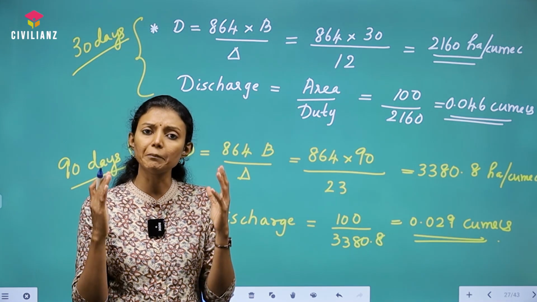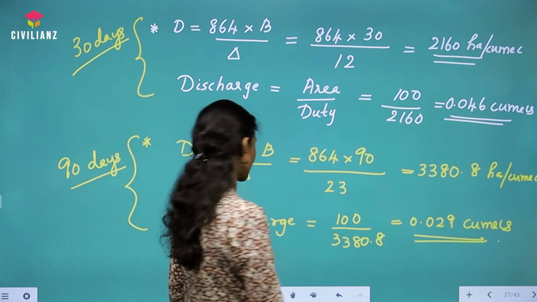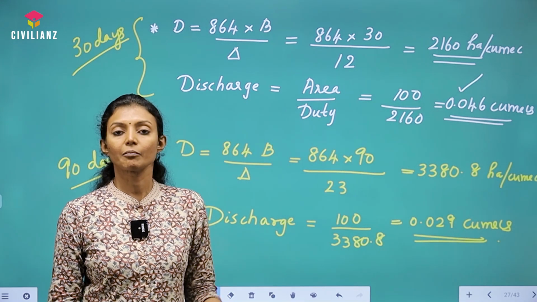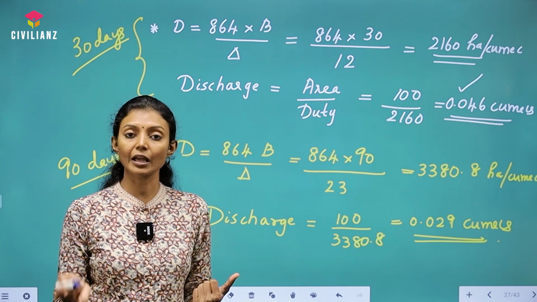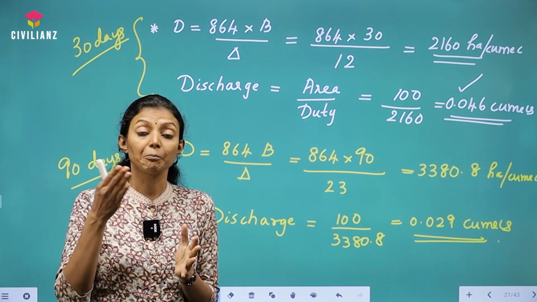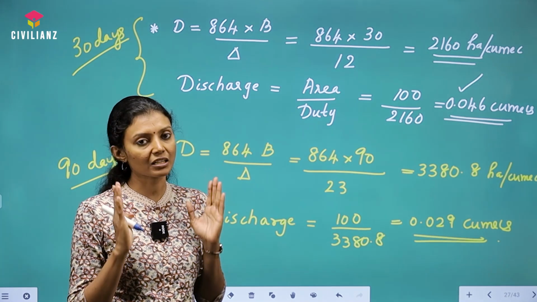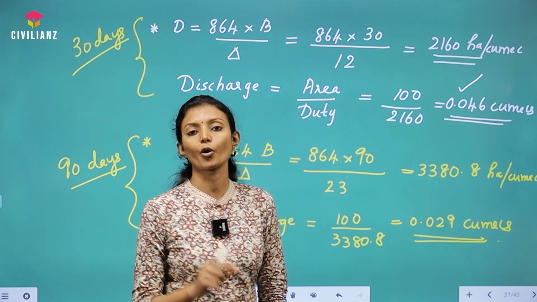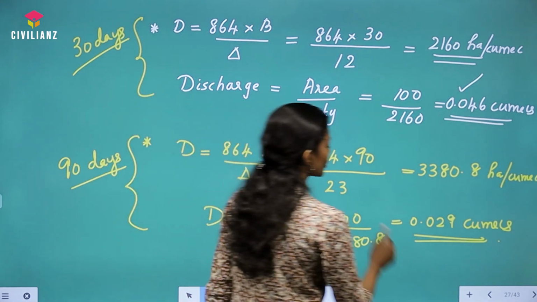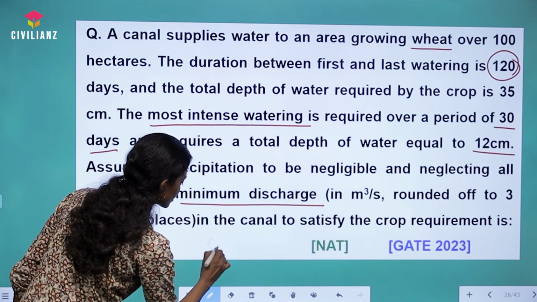So, what should be the minimum capacity of the canal to satisfy these requirements? It should have a capacity of 0.046 cumecs, right? Because during the first 30 days, the canal should be able to supply this discharge. So, even if it is mentioned minimum discharge, what they mean by that is the canal should have at least a capacity of 0.046 cumecs to satisfy the crop requirements. Okay. So, the answer for this question is 0.046 cumecs.